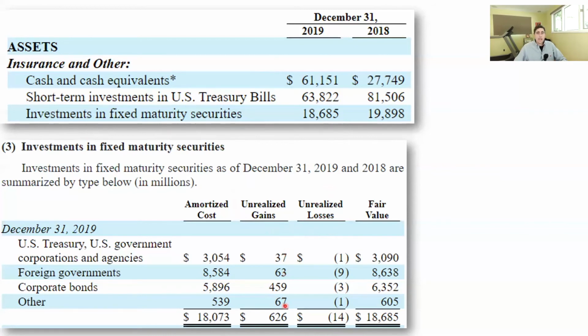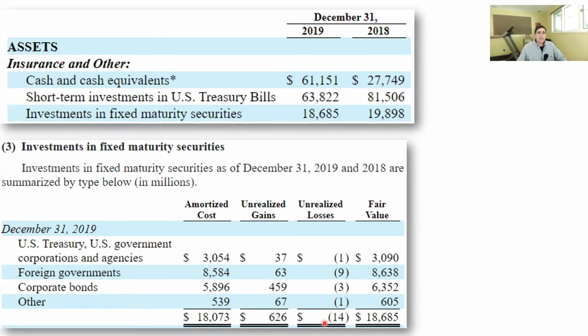In a trading security, those gains and losses are recognized into net income. So if there was a gain, for example, and let's say all of this gain occurred in 1 year, you would debit your investment account by 626 million to increase it to fair value, and you would credit investment gain on the income statement, and that would increase net income in the year that the gain occurred. That is for a trading security, that these gains and losses flow to net income in the year that they occur. In Berkshire Hathaway's case, it's an available for sale investment.